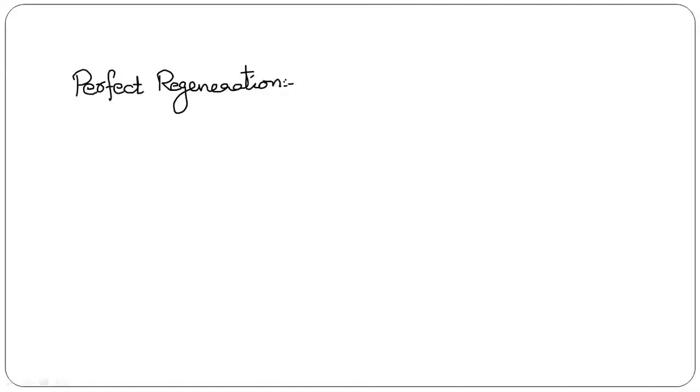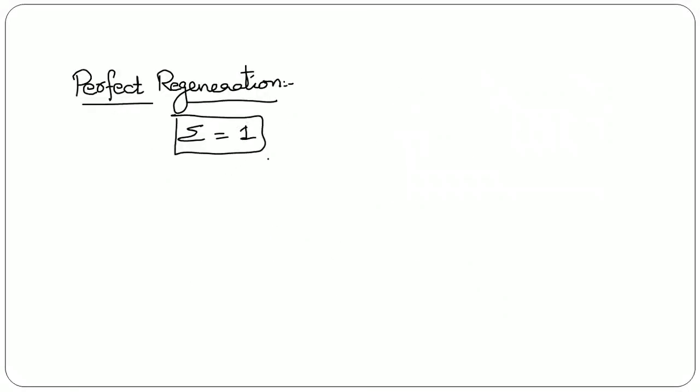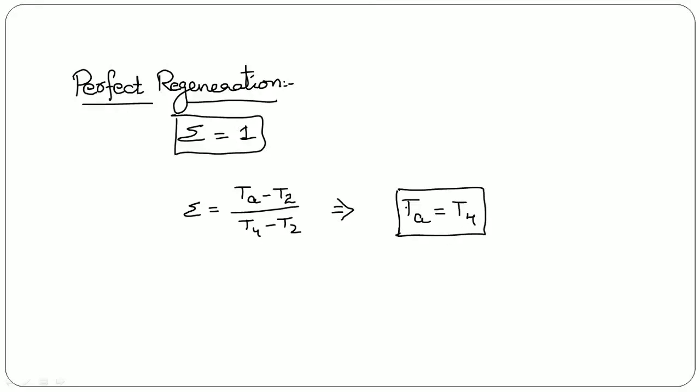Come across this perfect regeneration, then effectiveness will be equal to 1. Otherwise, effectiveness will be always less than 1. So for perfect regeneration, effectiveness must be equal to 1 here. So when effectiveness is equal to 1, effectiveness is Ta minus T2 by T4 minus T2. So this implies when effectiveness will be equal to 1, then Ta must be equal to T4.